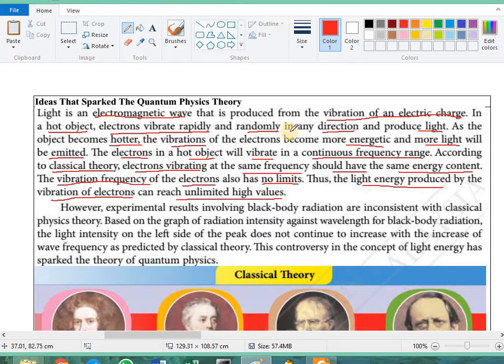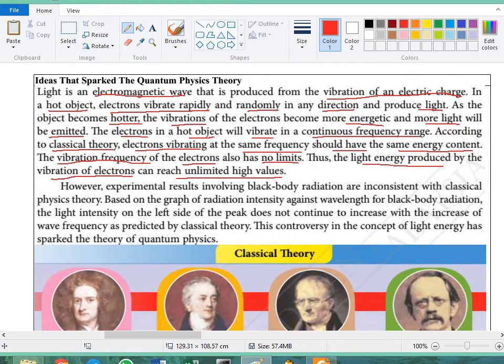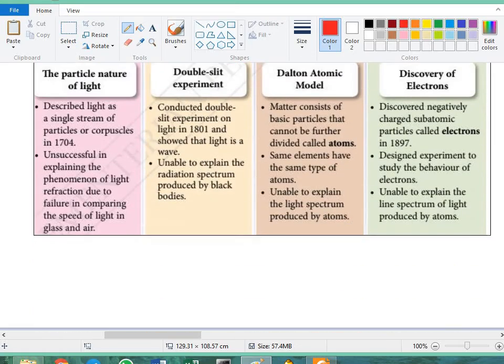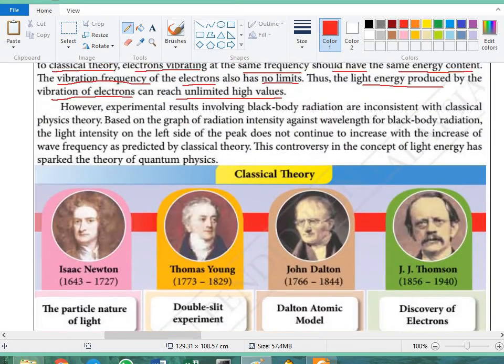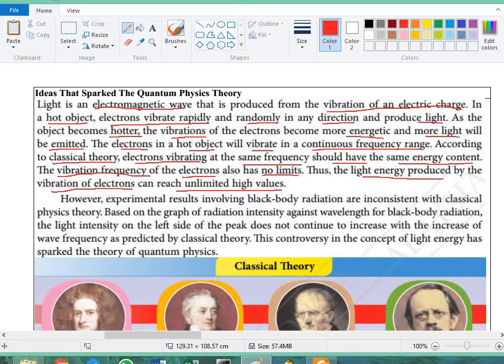So this is what is being discussed in classical theory, in classical physics, where the logic is that if the particle can oscillate at a higher frequency, then it should be able to produce more energy. More energy will be able to be released. But this is not logical.